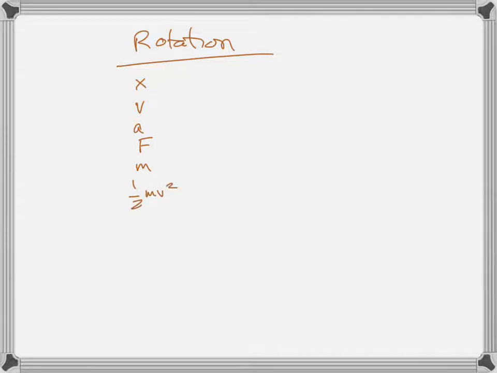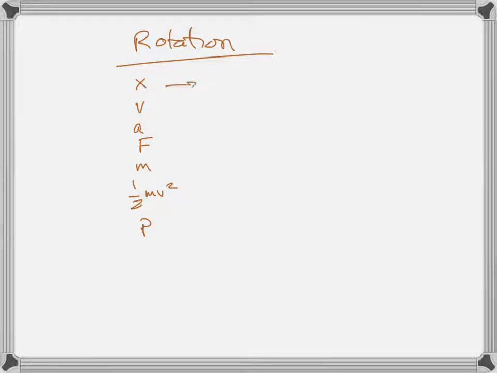So the last thing I want to talk about is a little more about rotational kinematics and dynamics. Just remember that for our linear motion, we have position, velocity, acceleration, force, mass. For kinetic energy, for example, we have 1/2 mv squared, and we have momentum. That pretty much covers it.